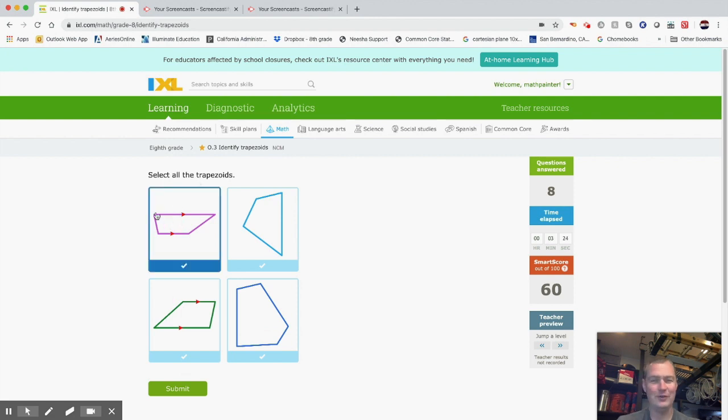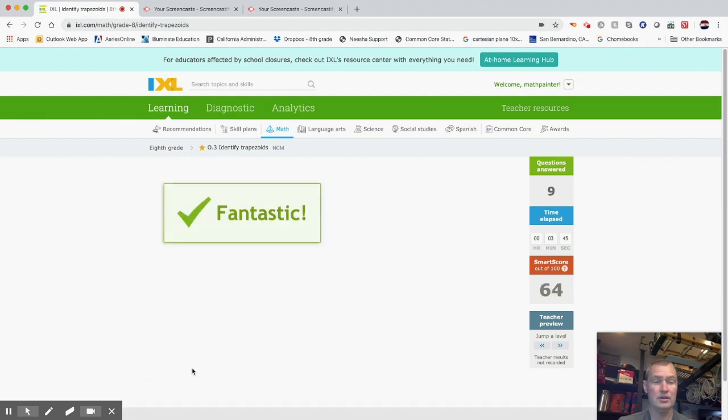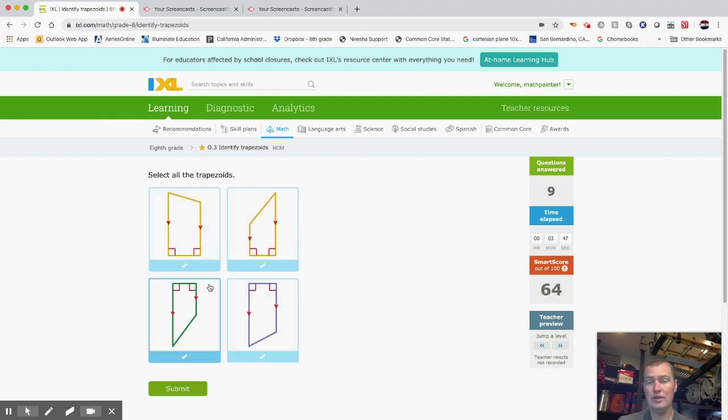Four sides, two lines are parallel, yes. 1, 2, 3, 4 sides. Two lines are not parallel in here, so that doesn't work. Here, we have four sides, and top and bottom are parallel, and bottom right, definitely more than four sides, and two lines are not even parallel, so that one's way out. It doesn't work. Select all the trapezoids.